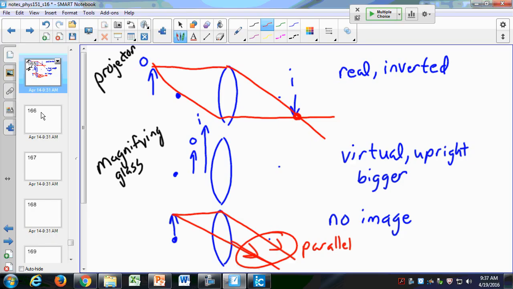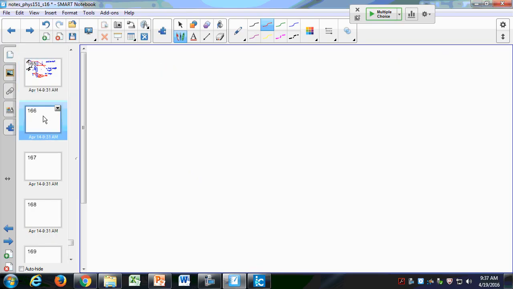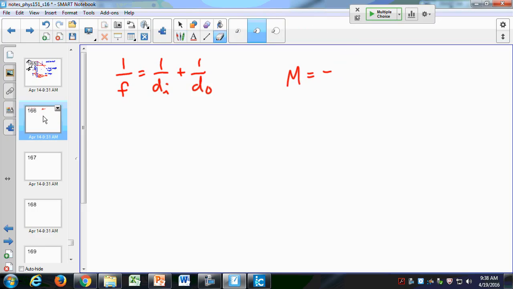They are kind of important. So we have a couple of equations that we'll use for this. Our lens equation, 1/f = 1/di + 1/do. And then we also have an equation for the magnification. That's m = -di/do. Remember, f is our focal length.